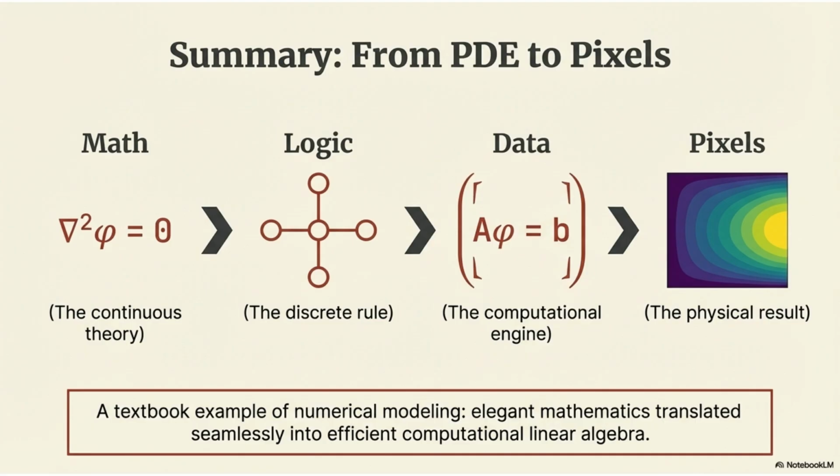In summary, the process moves from the continuous theory of the PDE to the discrete rule of the logic, to the computational engine of A phi equals B, and finally to the physical result displayed in pixels. This is a textbook example of numerical modeling.